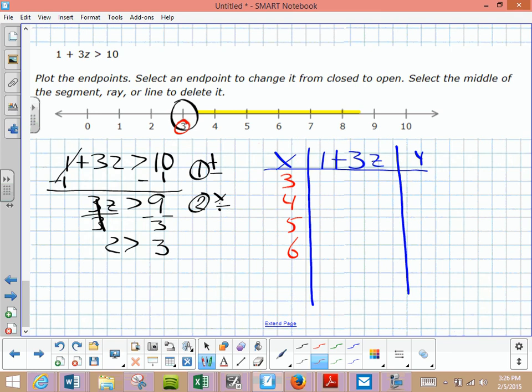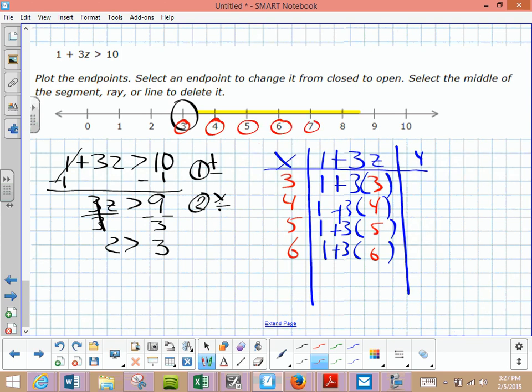All right? So that'll be 1 plus 3 parentheses, for each one. Let's put those in: 3, 4, 5, and 6. Again, the reason why I chose those is because they're covered by this highlighting. I cannot choose 2, 1, and 0 because they're not part of the highlighting area, right? It has to be part of the shaded area.